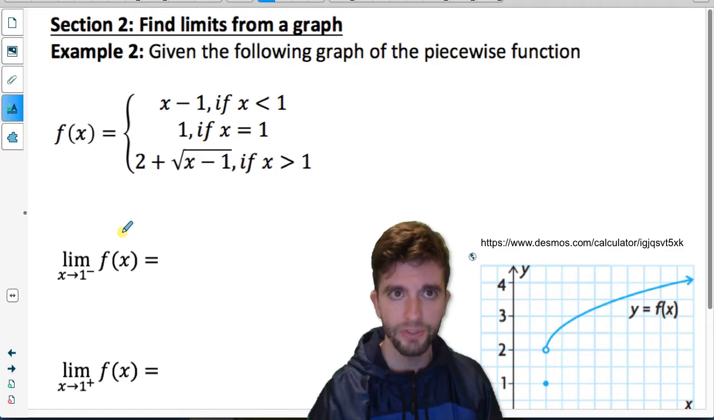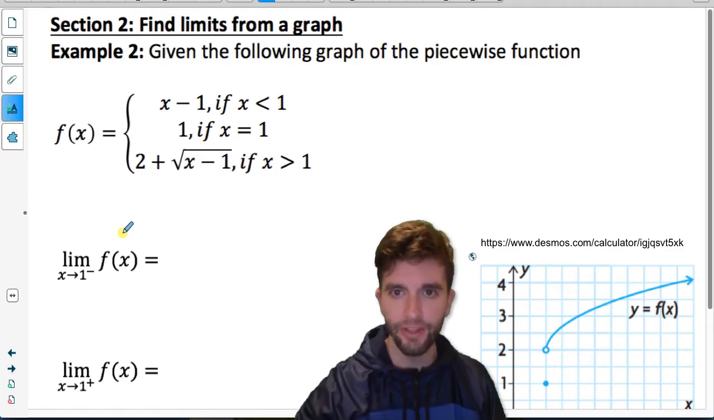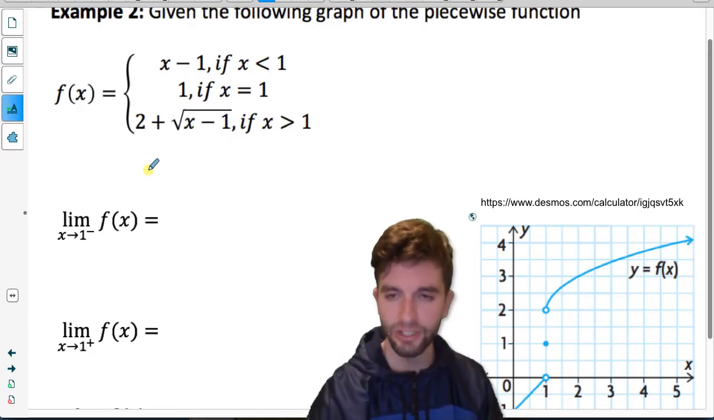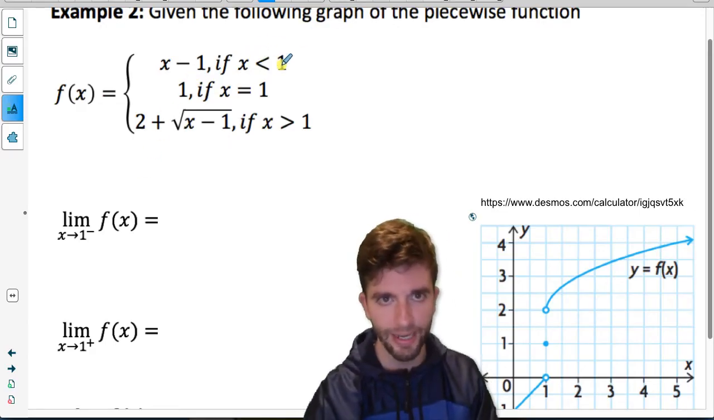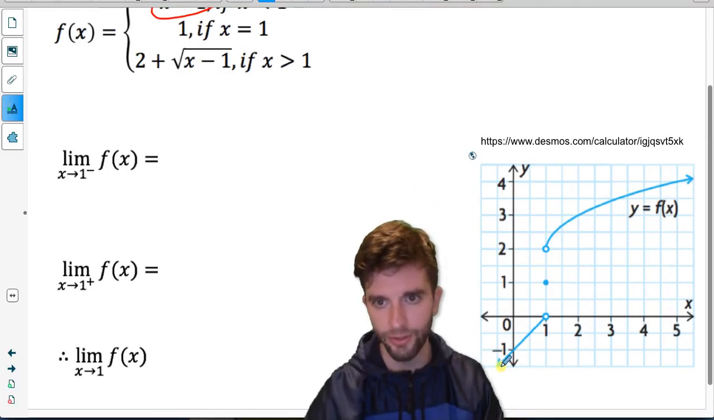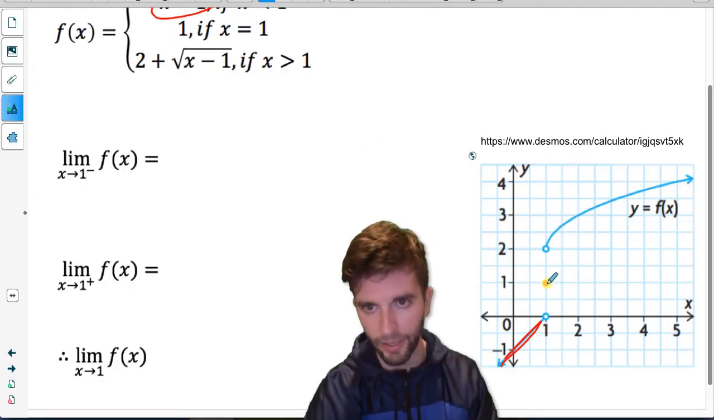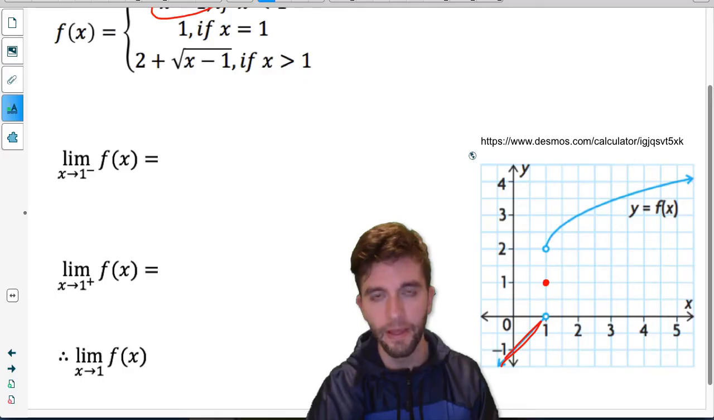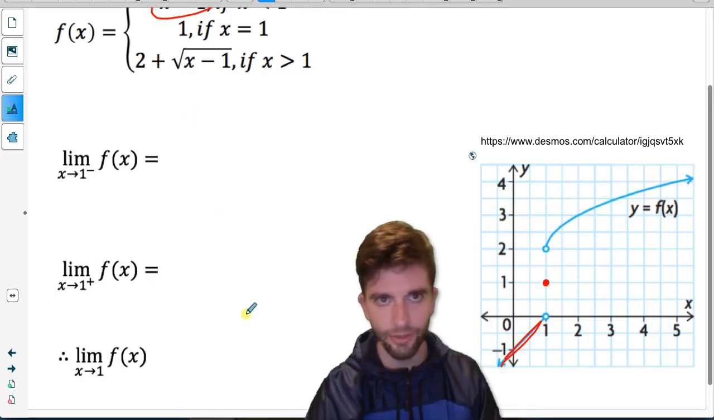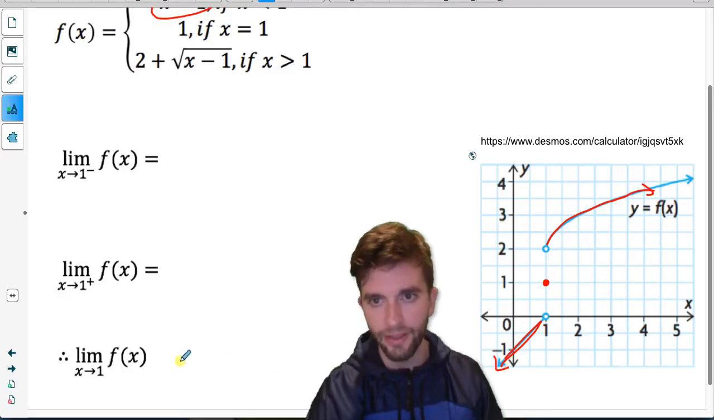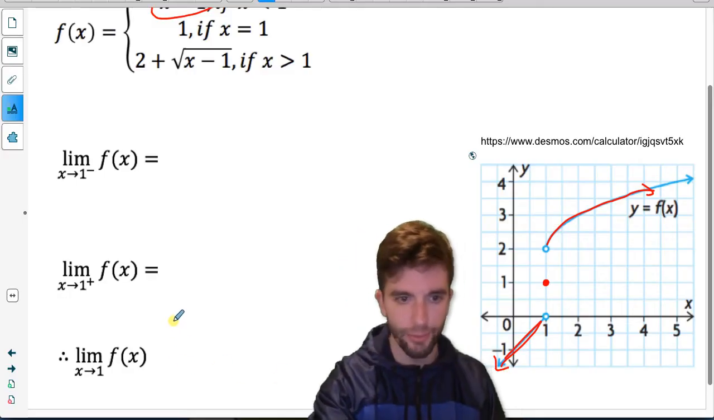Alright, in example 2 here, we're finding a limit from a graph, and this is the graph of a piecewise function. It's made up of 3 functions in different parts of its domain. So when x is less than 1, it's a linear function, x minus 1, so it's this part of the function right here. And then at an x value of 1, it's just equal to 1. It's just a point right here, the point 1, 1. And then when x is greater than 1, it's this radical function, looks like that. So that is our piecewise function. It's made up of those 3 parts.